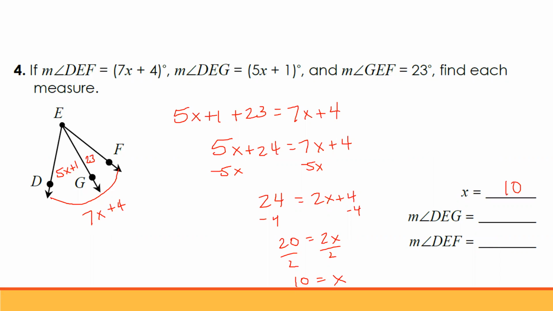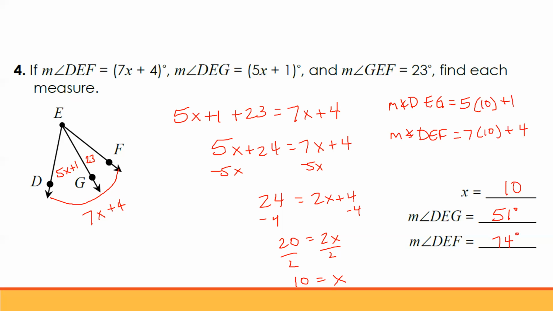Now let's answer the rest of the question. The measure of angle DEG. Well, DEG is represented by 5x plus 1. So it'll be 5 times 10 plus 1, 51 degrees. The measure of angle DEF. Well, DEF is 7x plus 4. 7 times 10 plus 4, 74.